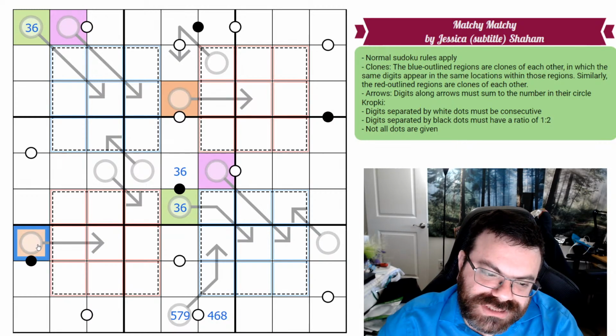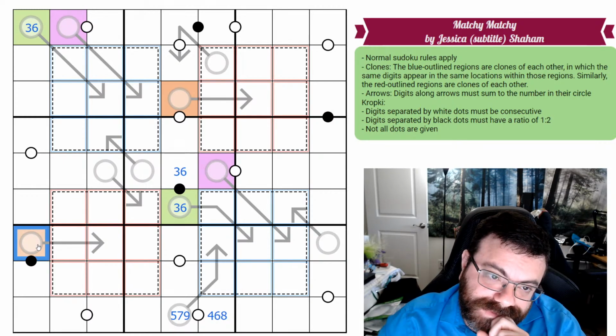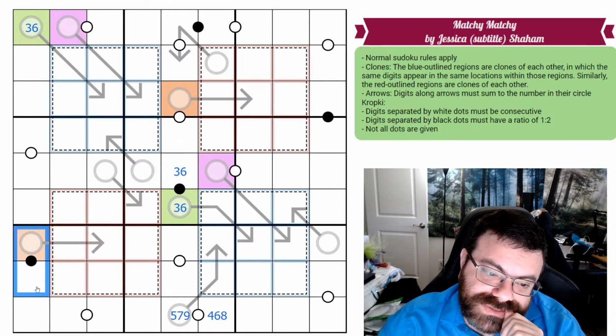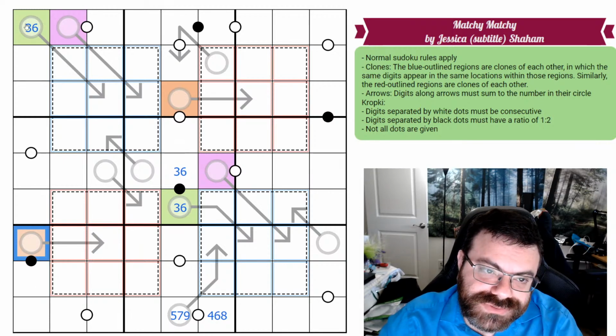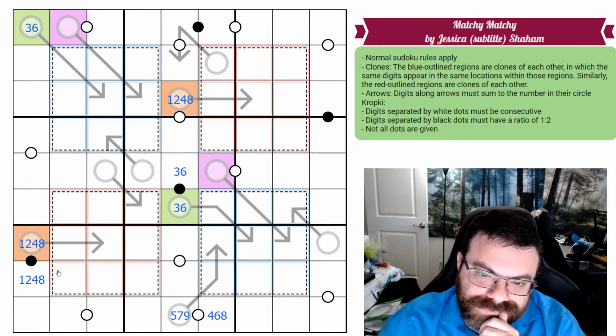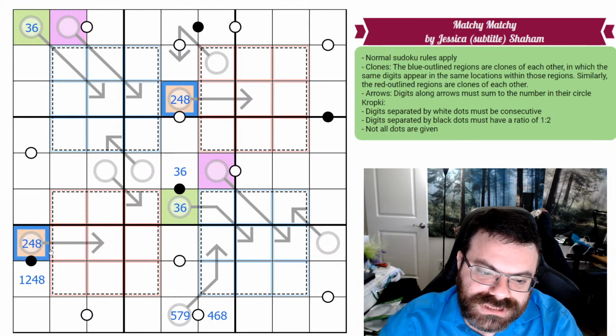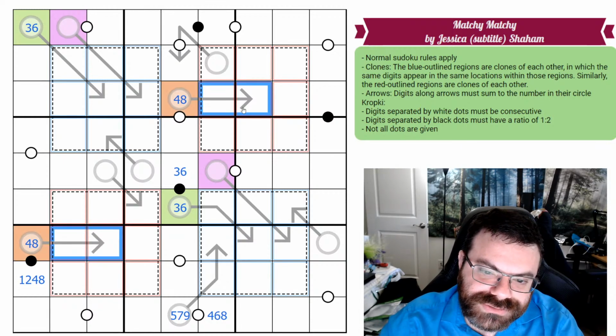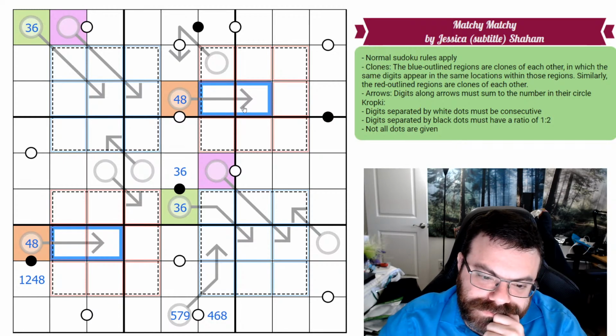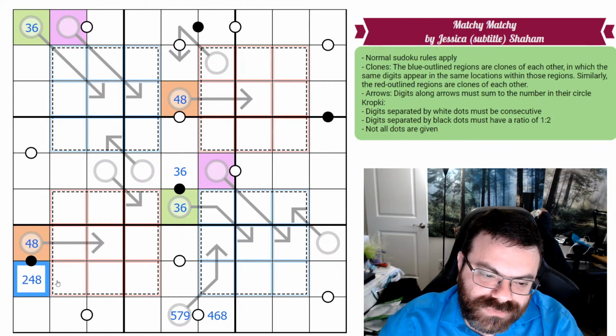Orange is on a black dot, that's true. This can't be 3, 6. So, because of this 3, 6 here, that means that orange is from 1, 2, 4, 8. So is this one. Certainly can't be a 1. Can't be a 2 either. So it's 4 or 8. 4 would be 1, 3. So this can't be 1.